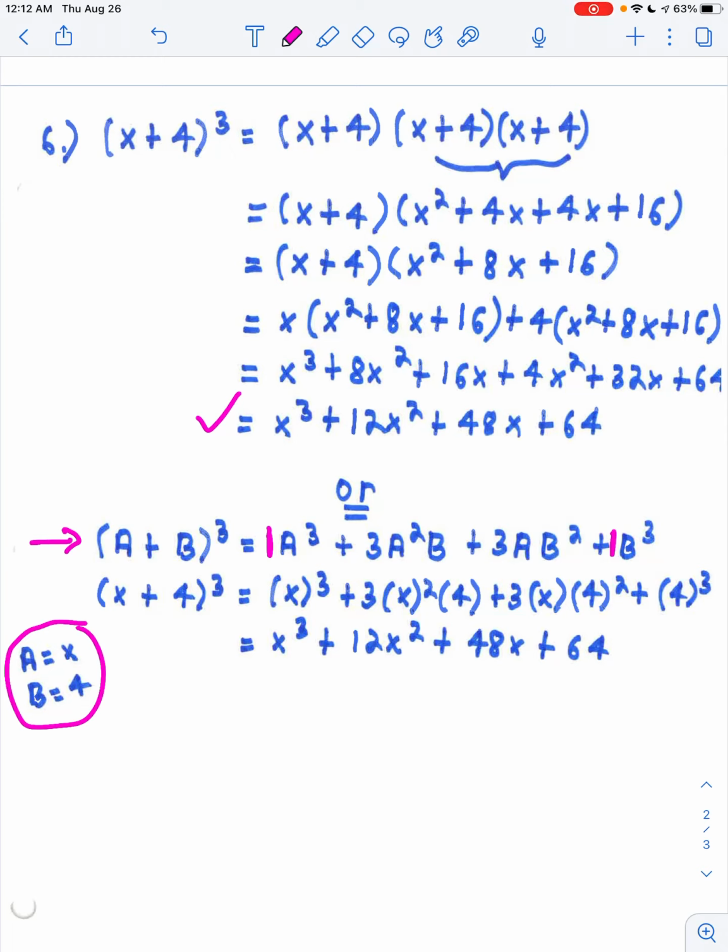But when I plug in, you can see I plugged in x for A, and then in the second term I plugged in x for A and 4 for B. Now, what happens is you square the x, and then you have to multiply the 3 and 4 together, and that's how you get 12x squared. In the third term, A is x, B is 4, but 4 is squared, which is 16, times the 3 is 48x. And then the 4 cubed, of course, is 64. So that's another way to get the same answer if you learn that rule.